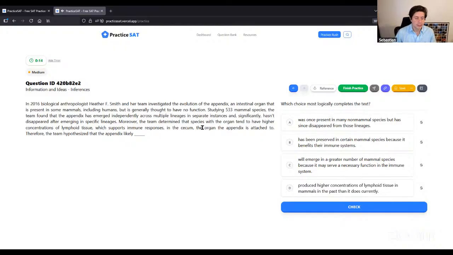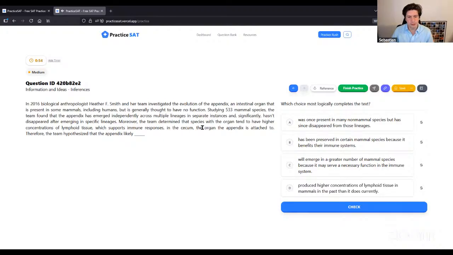Smith and her team investigated the evolution of the appendix, an intestinal organ that is present in some mammals, including humans, but is generally thought to have no function. Studying 533 mammal species, the team found that the appendix has emerged independently across multiple lineages in separate instances and significantly hasn't disappeared after emerging in specific lineages.